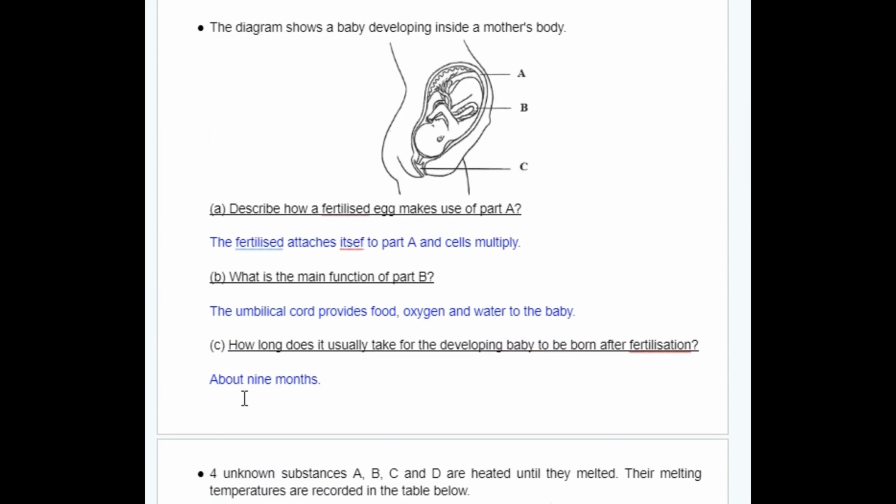The diagram shows a baby developing inside a mother's body. Describe how a fertilized egg makes use of part A. The fertilized egg attaches itself to part A and cells multiply. B. What is the main function of part B? The umbilical cord provides food, oxygen, and water to the baby. C. How long does it usually take for the developing baby to be born after fertilization? About 9 months.